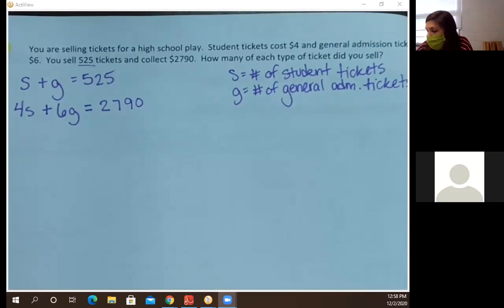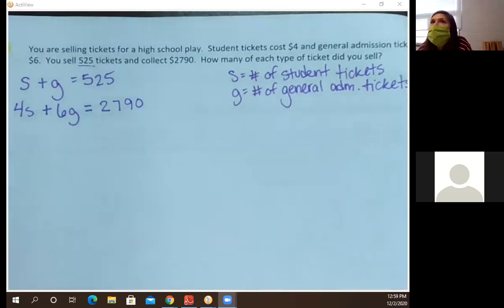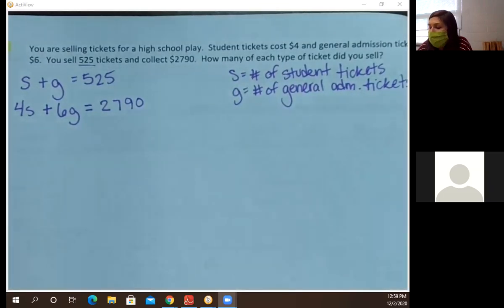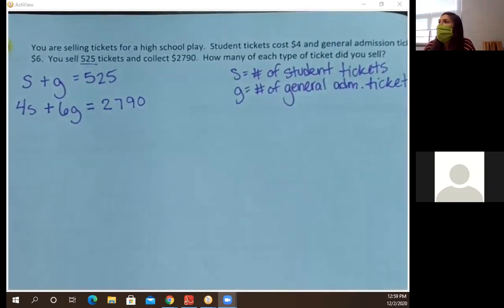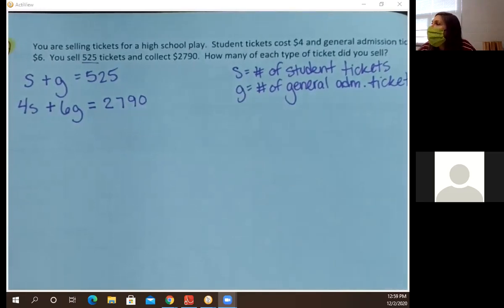Now, from here, I want to solve for S and G so that I can answer that question. How many of each type of tickets did you sell? Since this was sort of wrapped up in your elimination homework, I'm going to go ahead and use elimination as my method here. On your quiz, I will have a problem where I ask you specifically to use graphing as your solving strategy. You'll have a problem where I ask you specifically to use substitution and one where I ask you specifically to use elimination. So as we're working today, we're going to practice with each of those methods as a refresher.